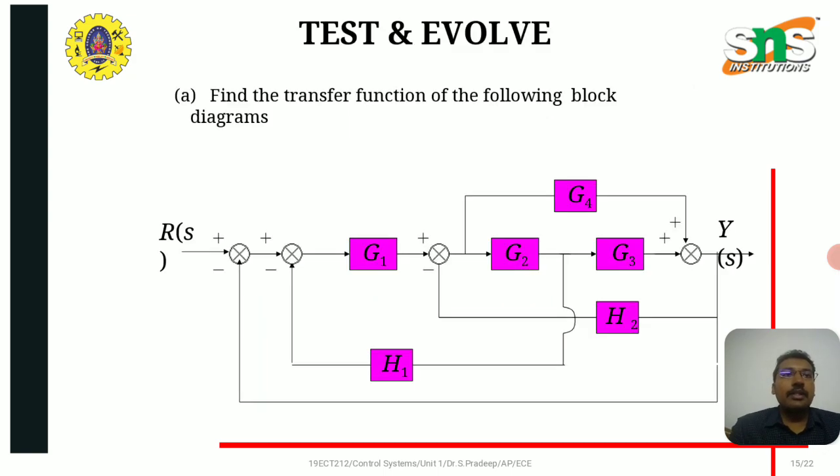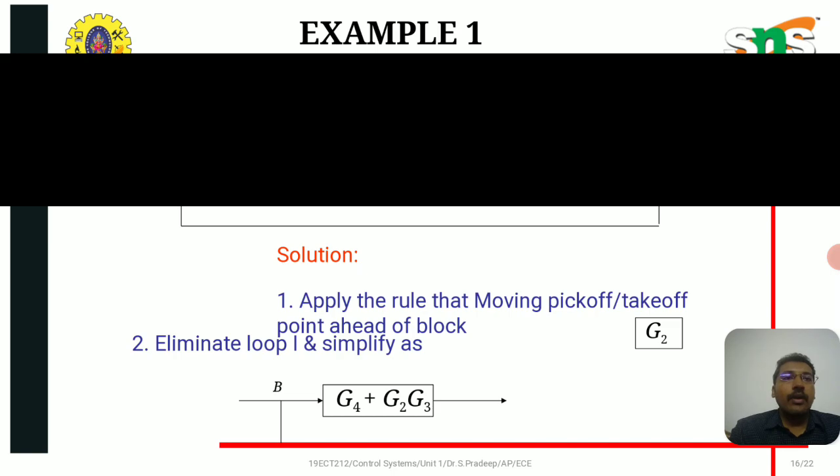For example, test and evolve. Find the transfer function of the following block diagrams. A complex block diagram is shown in this figure. First, we are going to apply the rule that move pickoff point and takeoff point, and eliminating loop, and simplified like this.